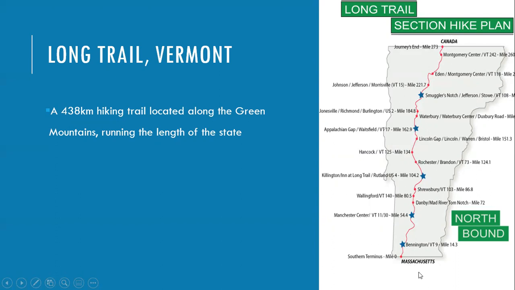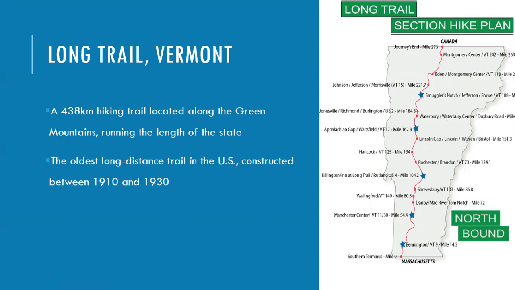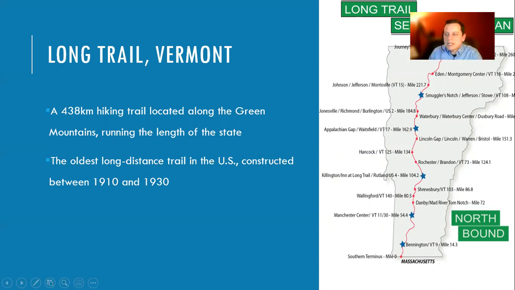Okay, Massachusetts is underneath it, or to the south. Canada's to the north, of course. And this is the oldest long distance trail in the US, constructed between 1910 and 1930. So Vermont, Green Mountains, New Hampshire, White Mountains. Where else have we been? Massachusetts, most populated state in New England.